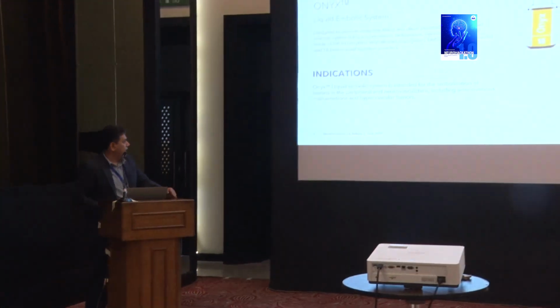Some of it you might be very familiar with, like what my friend Ujjwal talked about. But overall, ONYX mainly consists of three key ingredients. One is the EVOH, which is the ethylene vinyl alcohol copolymer. Second one is DMSO, a solvent. It's basically a carrying agent for the EVOH. And the third one is the micronized tantalum powder, just for visualization purposes.